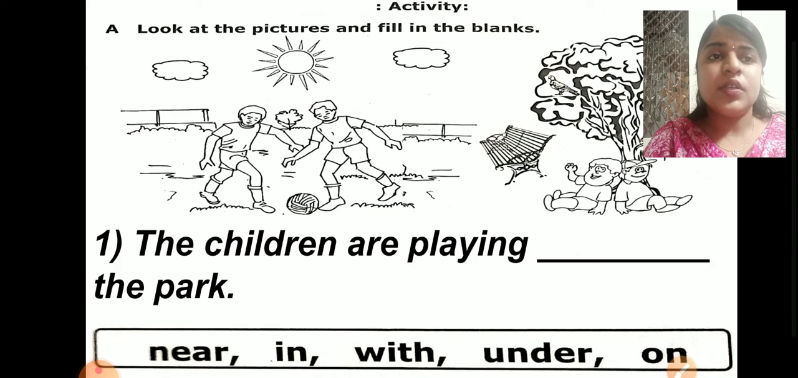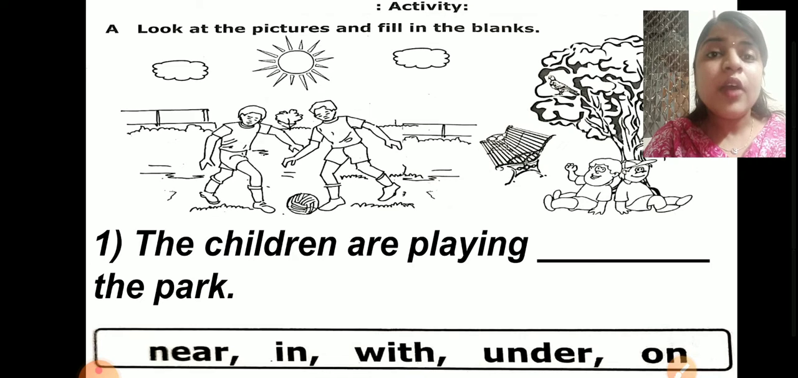Next, look at the pictures and fill in the blanks. This is our activity, okay children? Now, what you can see in the picture? You can see a park, yes or no? Here you can see children are playing. You can see cloud. You can also see sun. You can see a big tree. Under the big tree, two children are sitting. You can see a bench. Yes or no? Yes. Now, down you can see 5 options.